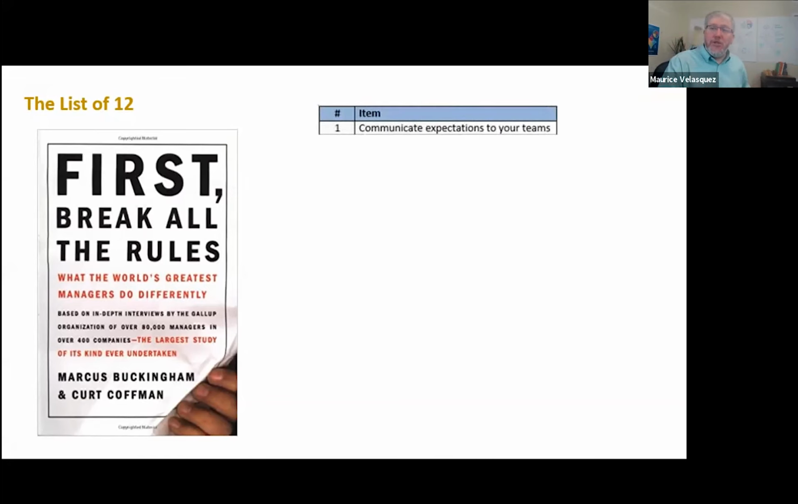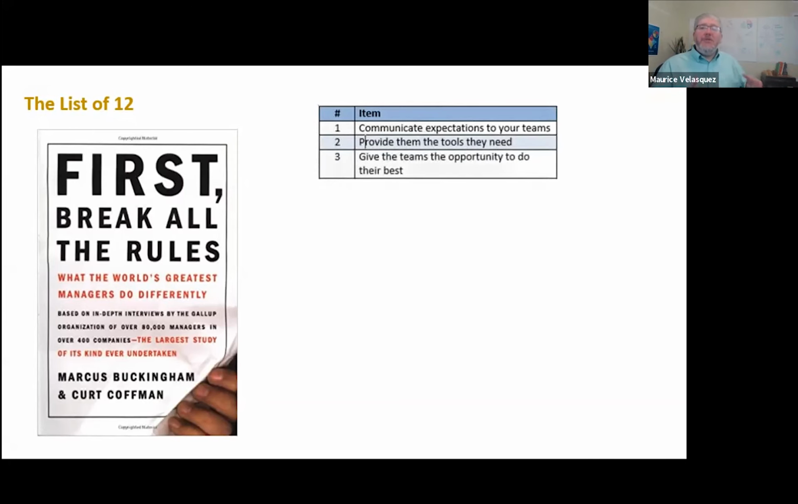Communicate expectations to your team, provide them the tools they need, give the teams the opportunity to do their best. Provide recognition or praise to your teams every week. Now, see, that right there is where things start really becoming a problem for most. What do you mean, for most managers? What do you mean every week? What are you talking about?